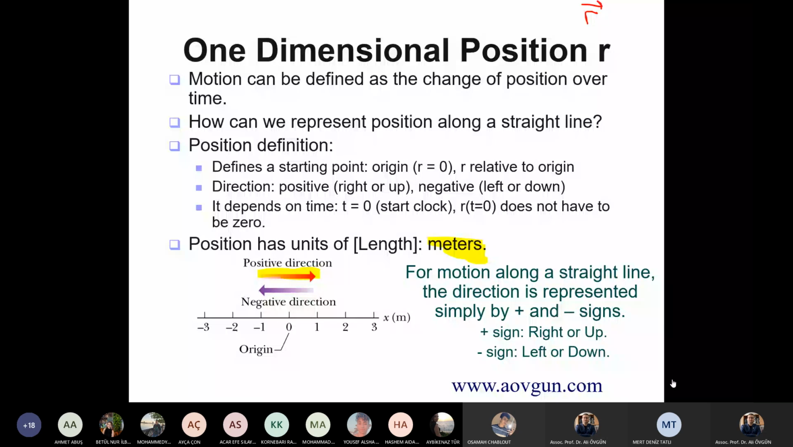Now, how can you represent the position along a straight line? You must first define the starting point, which is known as the origin point. You can use it as the zero point, but it does not have to be zero. If you want, you can choose another point as the starting point. For one-dimensional motion, if you are moving on the x-axis, the right side is the positive direction and the left side is the negative direction.